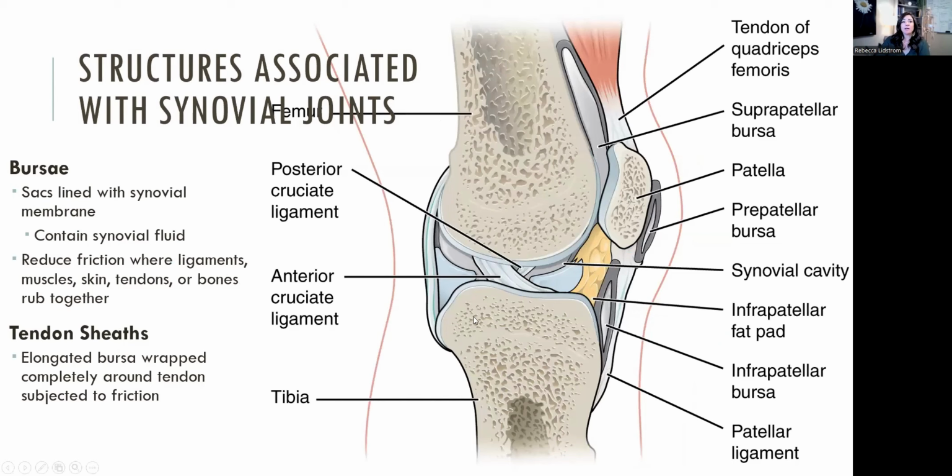Some other things that are associated with our synovial joints, one is going to be the bursa, and bursae are going to be sacs lined with synovial membrane, and they have synovial fluid in them. And so we can see little sacs of bursa here. And we often see bursa anywhere we need protection or we're going to see movement happening. It sort of acts like a little pillow with fluid to help reduce any friction.